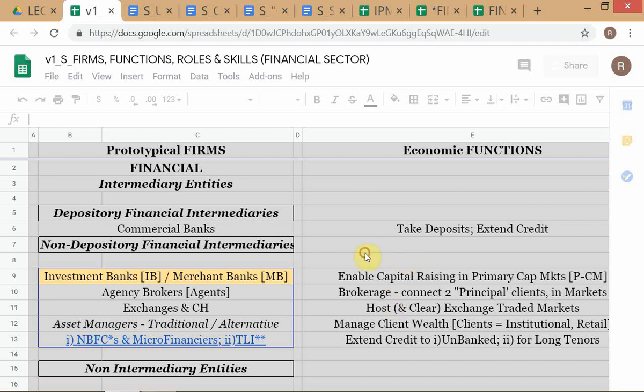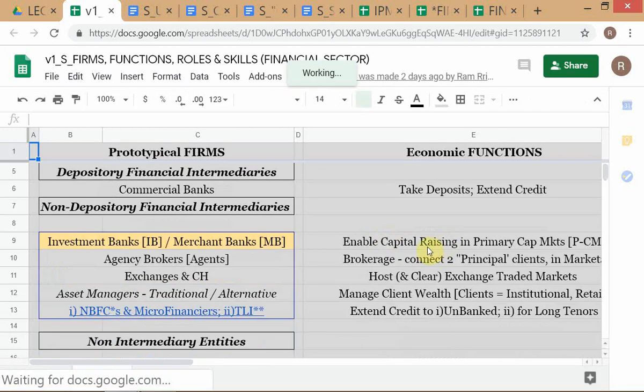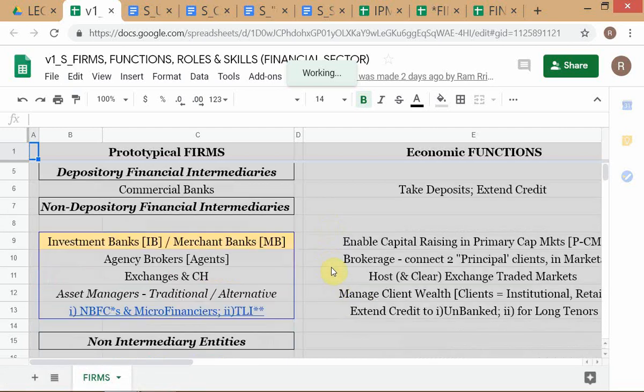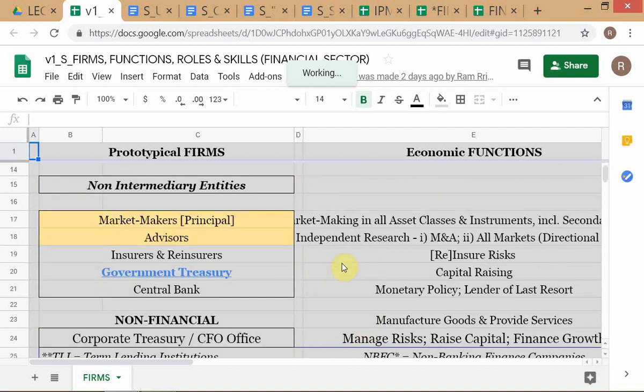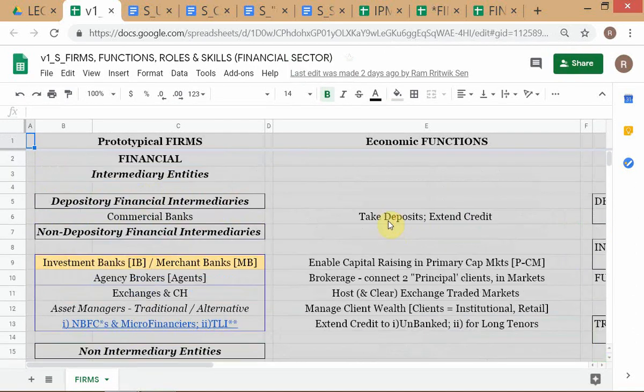Here what I try to do is take a look at all these firms that exist in the financial sector, and then try to look at their functions. Essentially I've tried to look at what each of these types of firms do. Everything is included here. This is an exhaustive list, including the government treasury. We'll go through all of this when we get to unit 2, which is our firms and functions, but essentially this is organized like this.